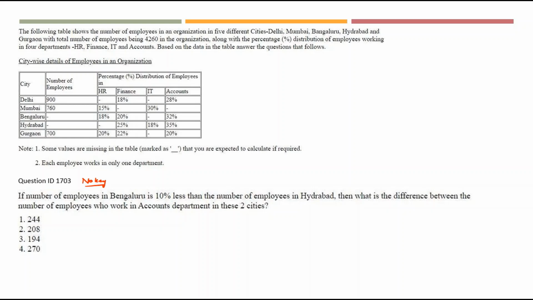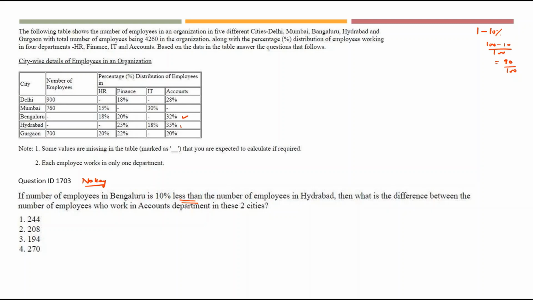But here it will be 1 minus 10%. 1 minus 10% will give 100 minus 10 divided by 100, which is equal to 90 divided by 100. Here the case is both Bangalore and Hyderabad don't have the total number of employees. What is the difference between the number of employees who work in accounts department in these two cities?